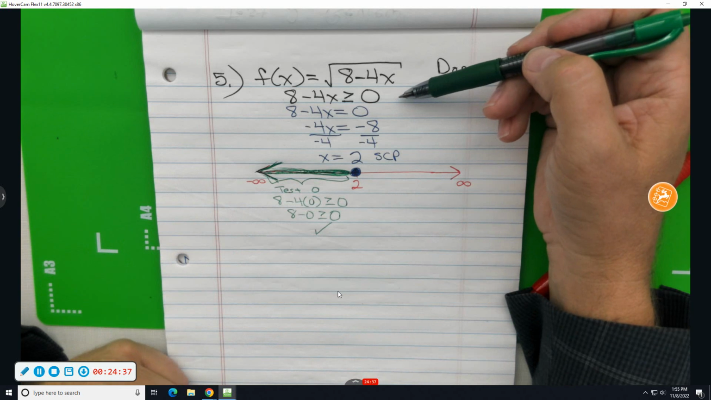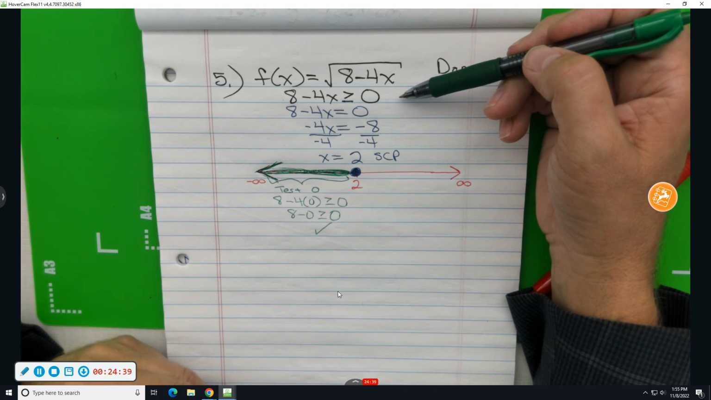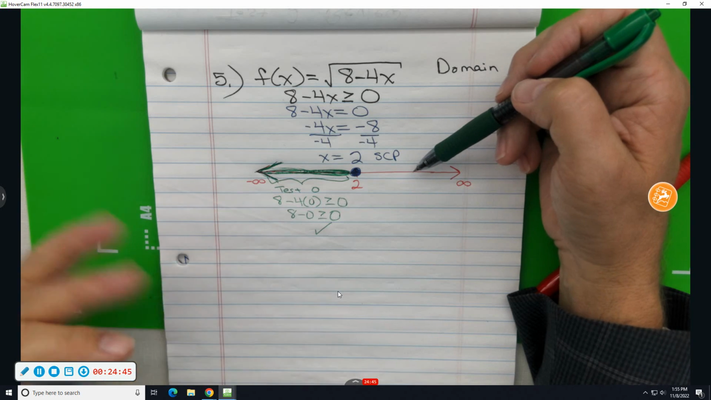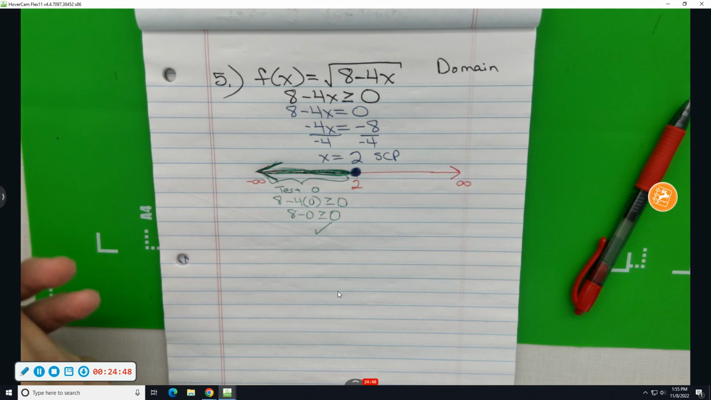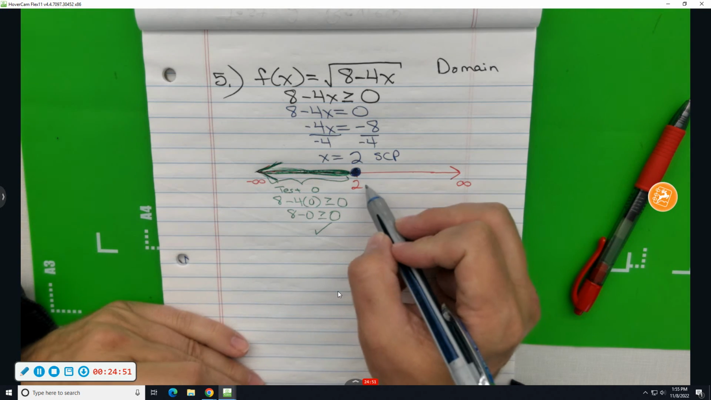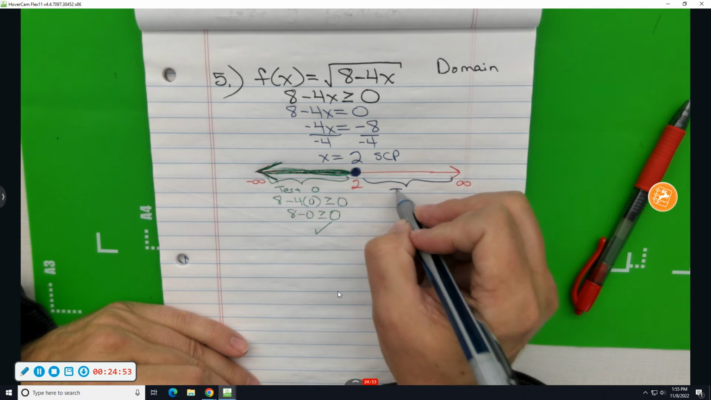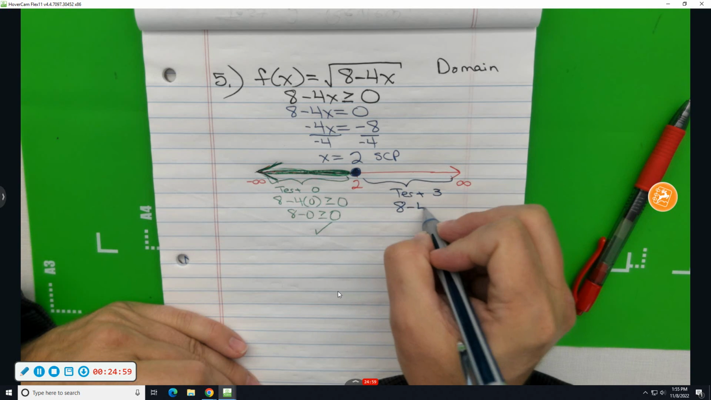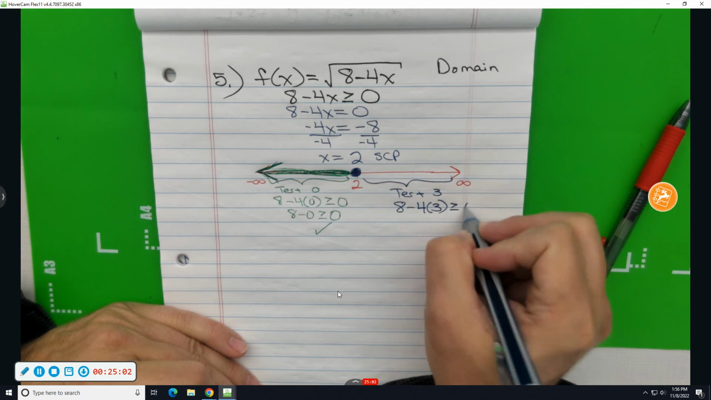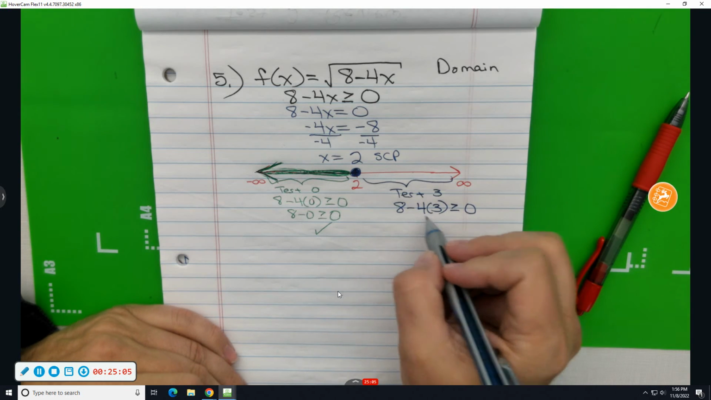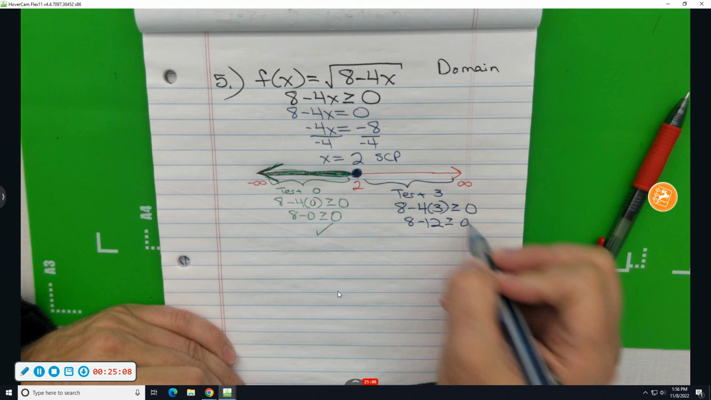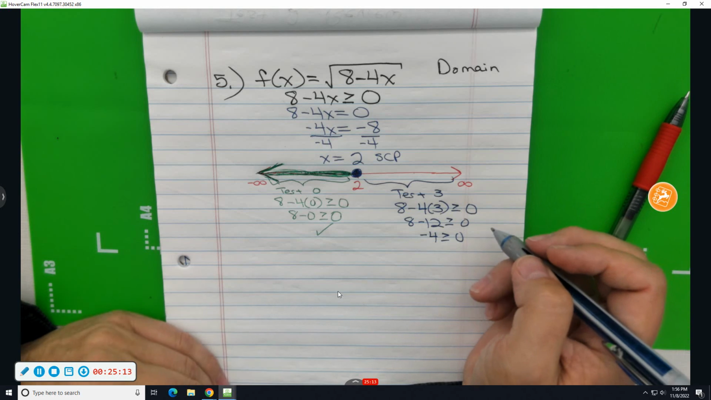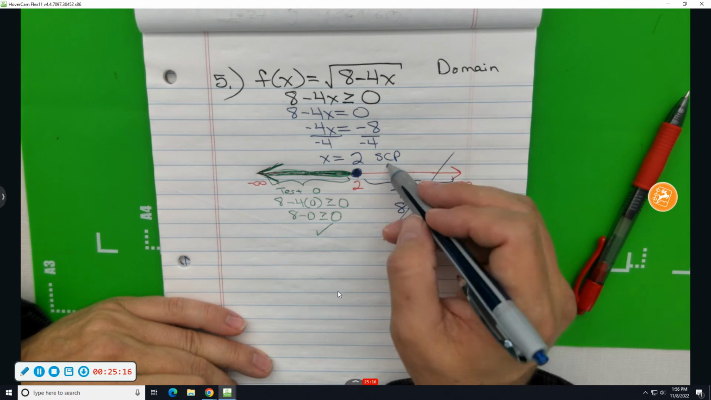Since this is a linear expression, no even exponents appear, and I'm 100% confident that this interval will turn out to be false. But let's just test a number over here just to illustrate what I mean by that. A number to the right of 2. I could test 3. So we have 8 minus 4 times 3. Is that greater than or equal to 0? So 8 minus 12, is that bigger than 0? Is negative 4 bigger than 0? Say no. No, okay. Cross that out.